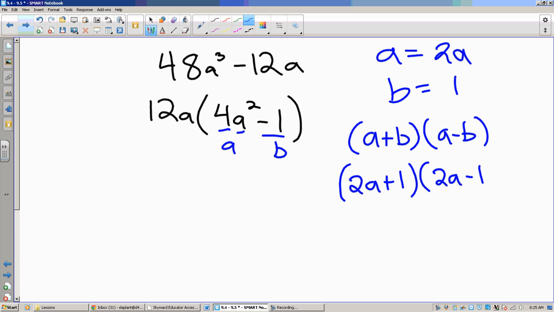Wait, how do you go from 4a squared to 2a? The square root of 4a squared: the square root of 4 is 2, and the square root of a squared is a. So our answer then, and we can't forget about this, is 12a times 2a plus 1 times 2a minus 1.